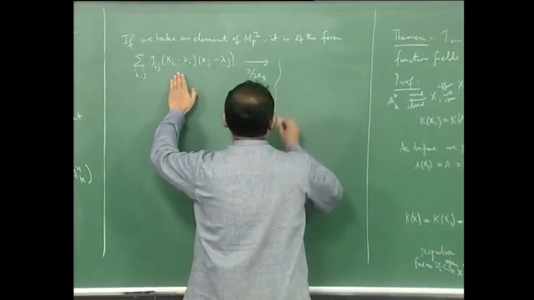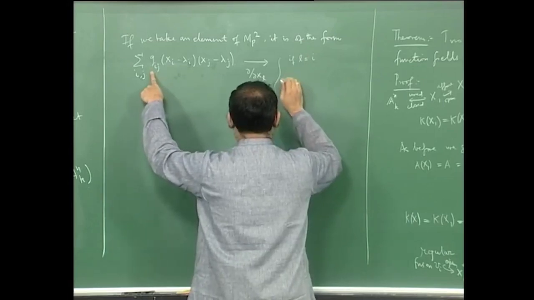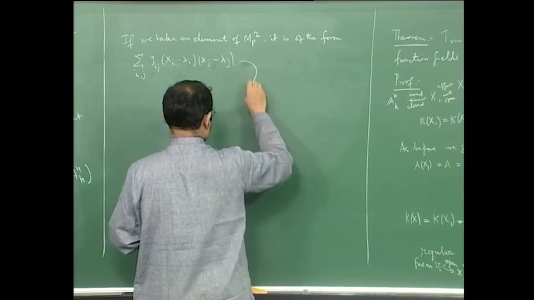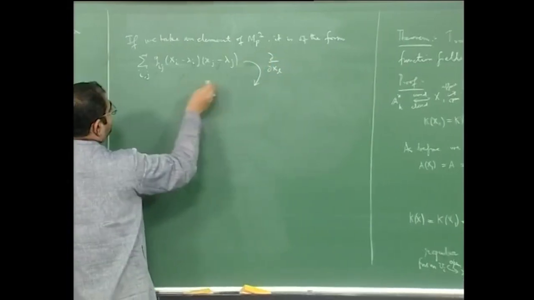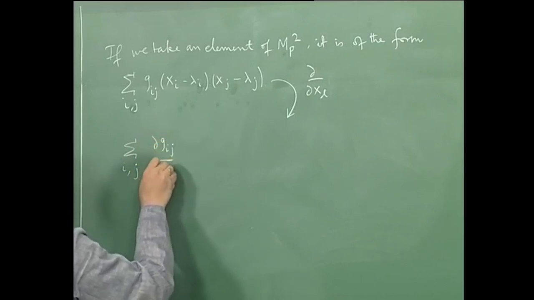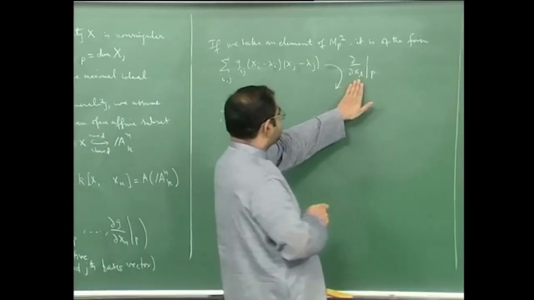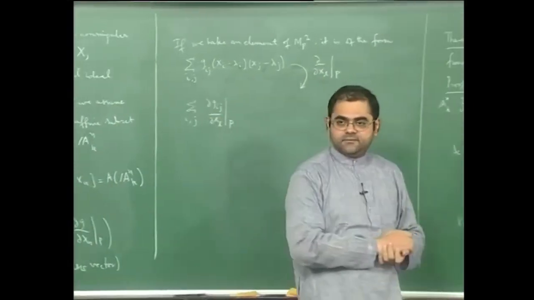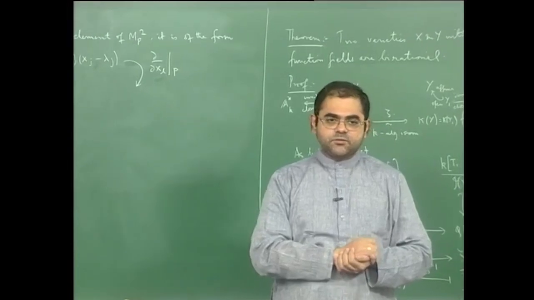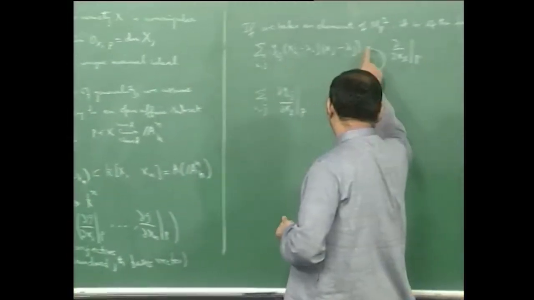Therefore, suppose L is I, then what I'll get is sigma i comma j, I'll get dou gij by dou xl at p, and then I apply p. This is the lth component of this map psi. The map psi is apply all the partial differential operators, and then substitute the point p. So the lth component of this map, that is this map followed by lth projection, is this.